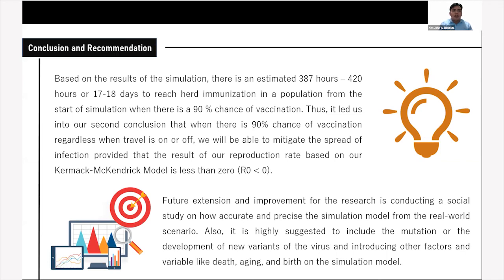And for recommendation, for our future extent, we would like to recommend to extend and improve this model by conducting a social study on how accurate and precise the simulation model is to the real world scenario. Also, it is highly suggested to include the mutation or the development of new variants of the virus and introduce other factors and variables like death, aging, and birth in the simulation model.